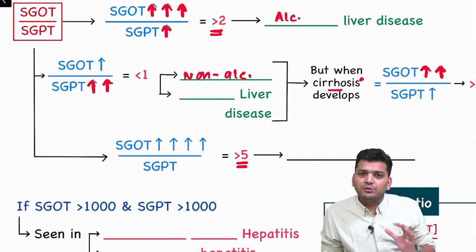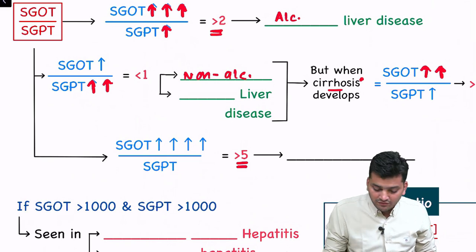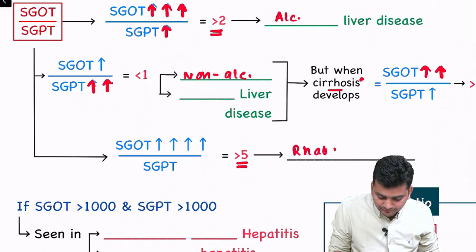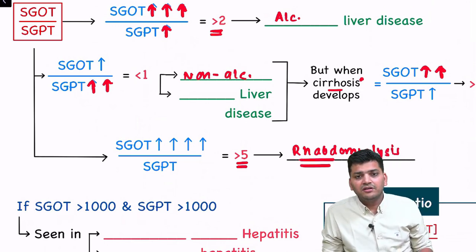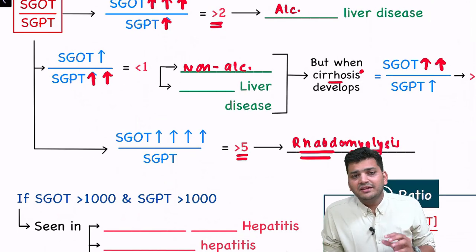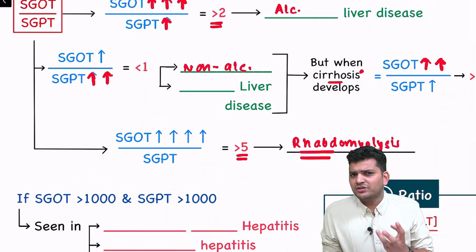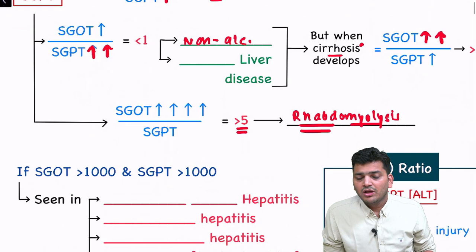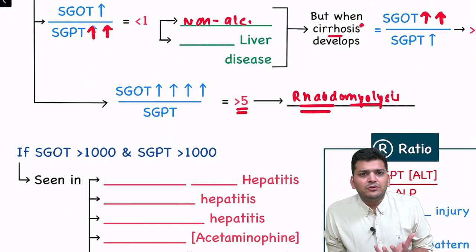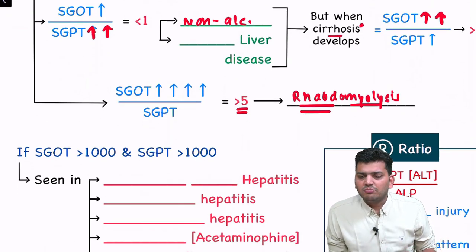Because SGOT is not found only in the liver, it is also found in the muscle. So if there is rhabdomyolysis, where the muscles are crushed, a lot of SGOT will come out from the muscles, and in that case the SGOT SGPT ratio may be more than 5. Normally, the SGOT and SGPT values are 30 to 40. These are the normal cutoffs.